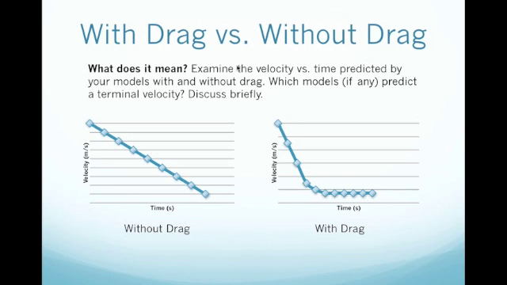We can do this by looking at the velocity versus time graphs of both models. The first model includes no drag force, so there is nothing canceling out the weight force, which means terminal velocity cannot be reached. The second model predicts terminal velocity better because velocity becomes constant after a certain time, which means the object reaches terminal velocity.